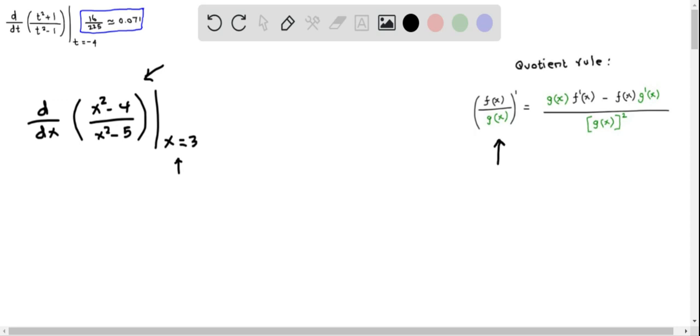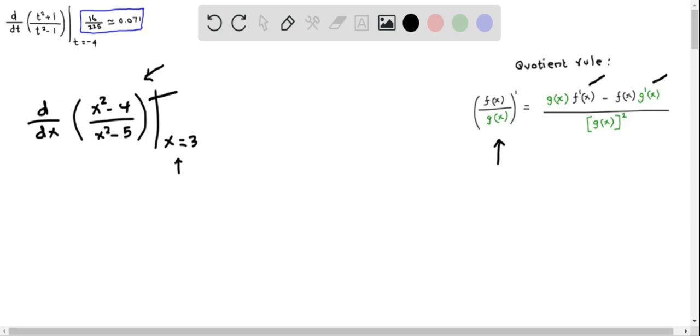That is, if we have the quotient f of x over g of x, and we want to find its derivative, this is given by g of x times f prime of x minus f of x times g prime of x, all over g of x quantity squared. This f prime of x is the derivative of f of x, and g prime of x is the derivative of g of x. So let's find f of x, g of x, f prime of x and g prime of x.